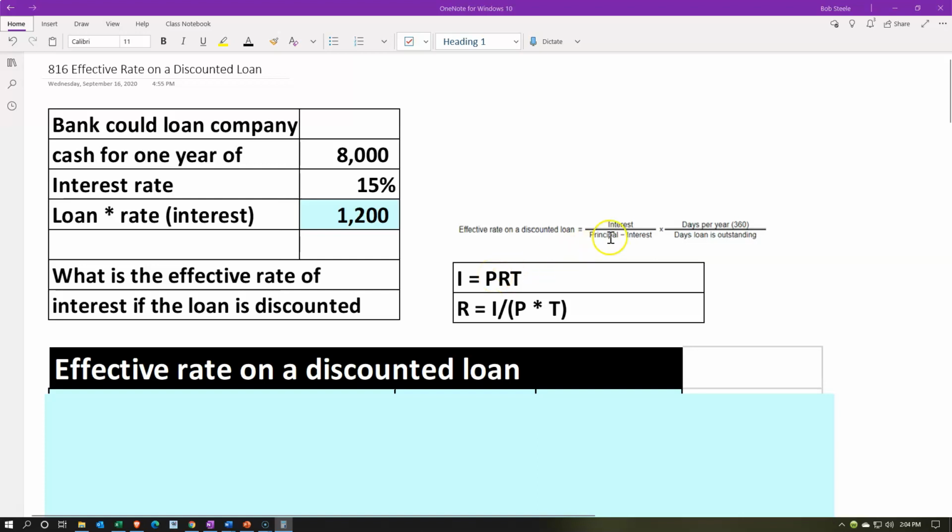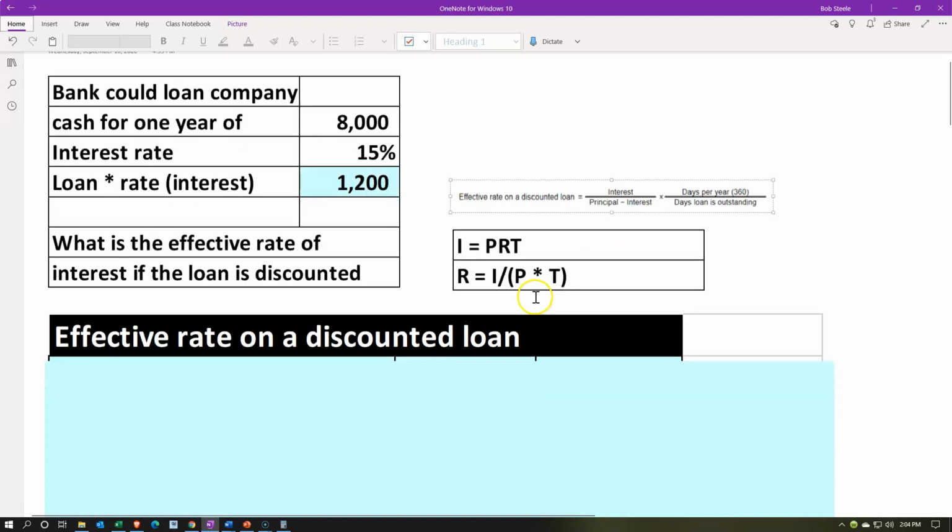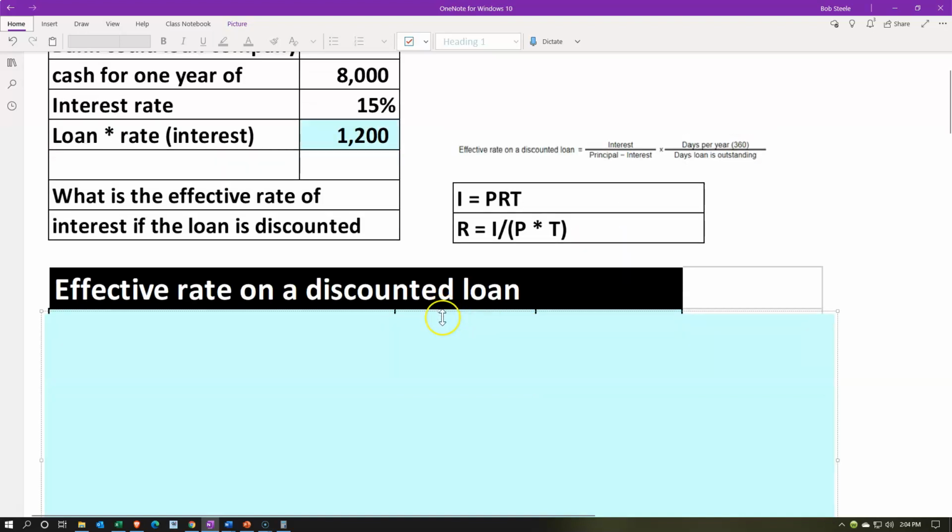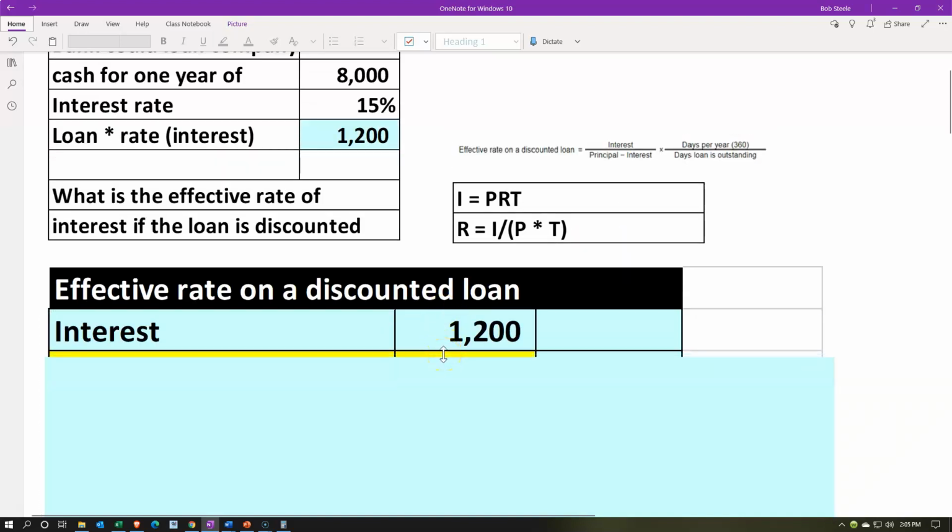Just remembering that, you can write out the formula for the effective rate for a discounted loan, which is the same thing as the normal calculation, except the principal is the principal minus the interest, because that's really what the principal or loan that we are getting is. So now we're going to do that. We'll do this in a couple of different ways. We'll do it with this calculation, and then we'll do it with this calculation down below.